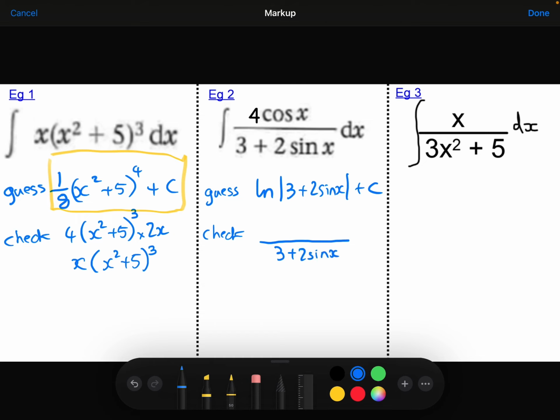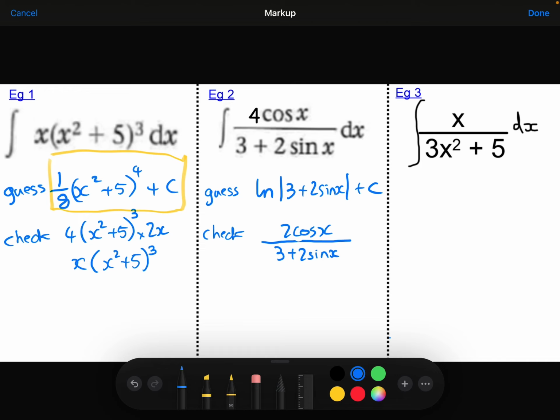And then by the chain rule, I would have to multiply that 1 on the top by the derivative of the denominator. The 3 differentiates to be 0, and the 2 sine x would differentiate to be 2 cos x. So that's just going to simplify to be 2 cos x over the 3 plus 2 sine x.